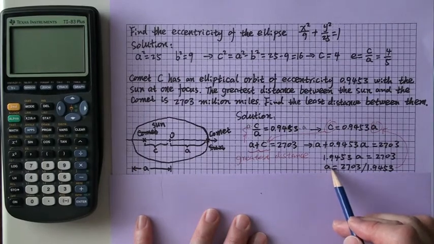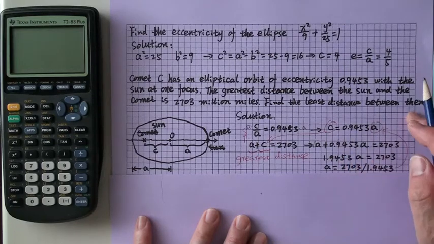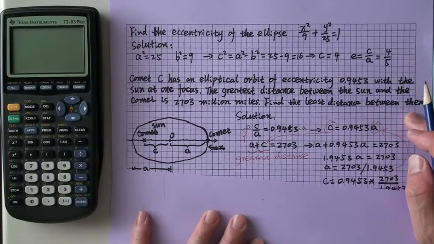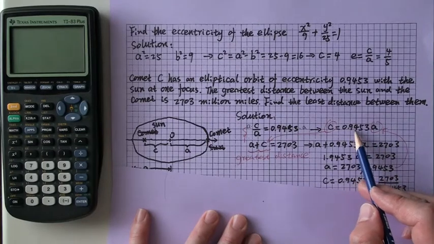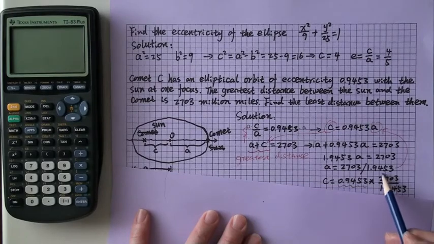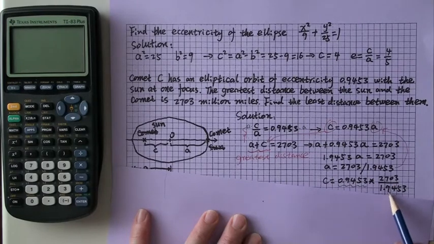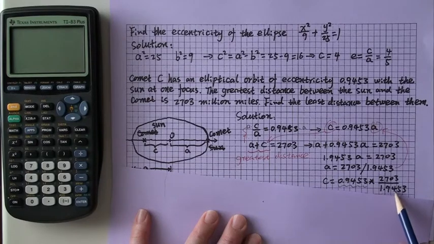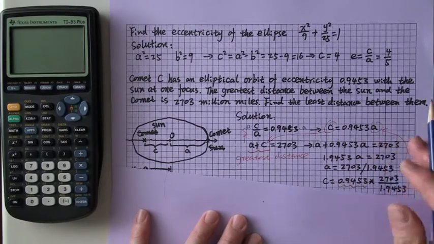Okay, so A comes out. If you have A, you put it back here and you have C. So C is 0.9453 times 2703 over 1.9453. Okay, so you have A and C already.